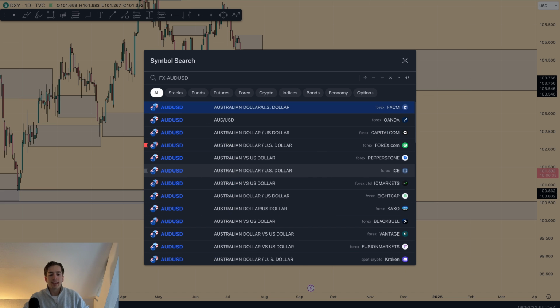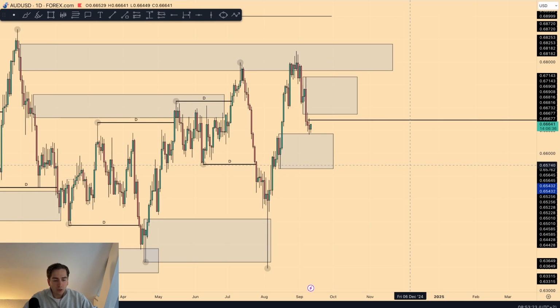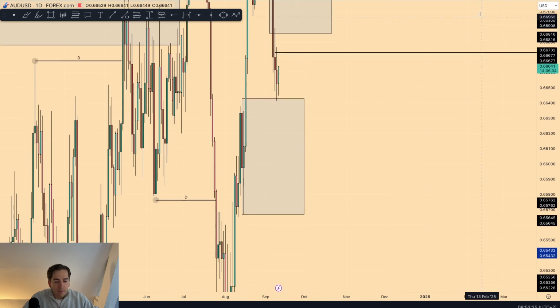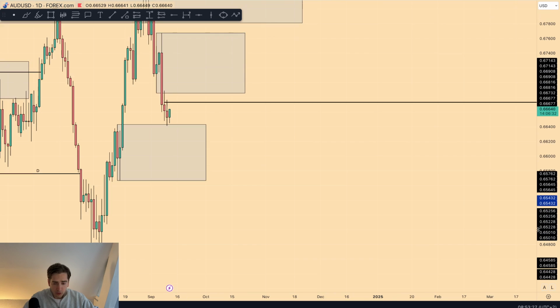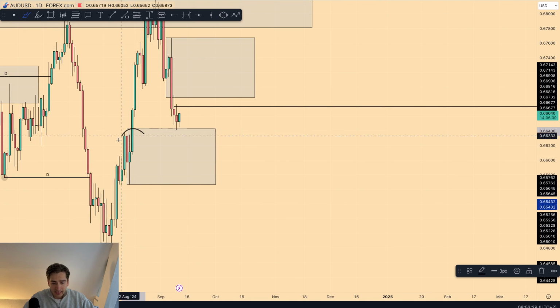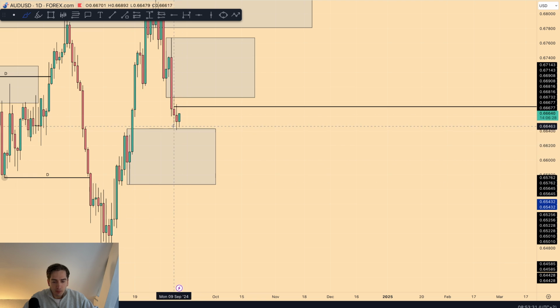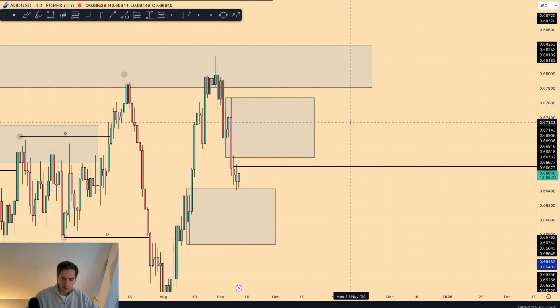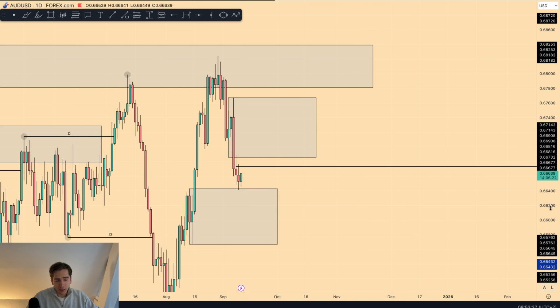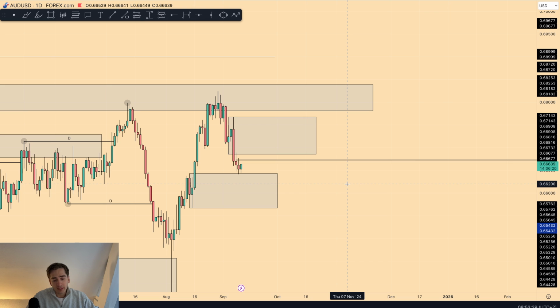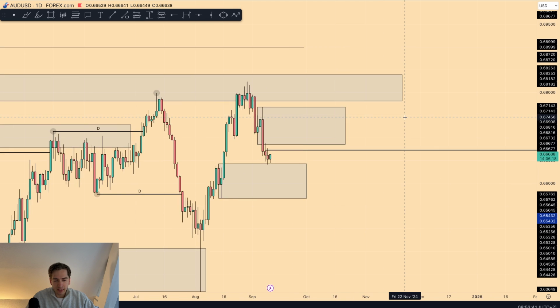Going into the next pair, guys, Aussie dollar. So what has happened on Aussie dollar? A beautiful reaction to this daily imbalance over here. This daily sell before the buy wicked in and made a straight move back out again. So overall, perfect analysis on that end. Obviously, we haven't yet really seen any next movement.